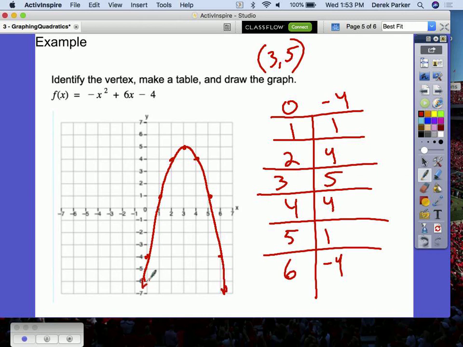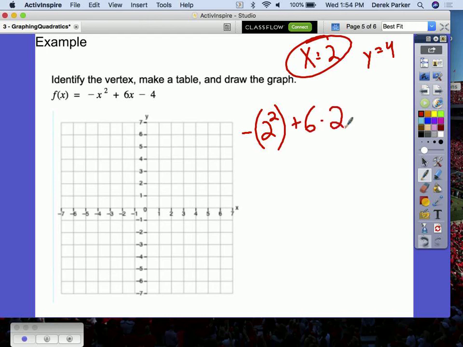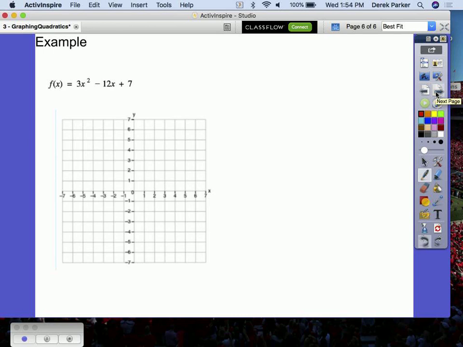Now, you might be asking yourself, how do I get those y values? Okay, so let's choose 2. When x equals 2, y is equal to 4. How do we get that besides just plugging into a calculator? This is how you do it. You plug the x value into the equation. And that's how you do it for every one of them.